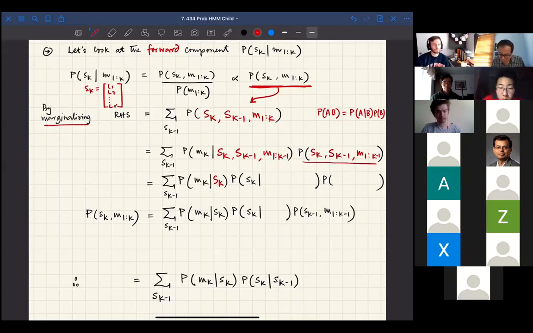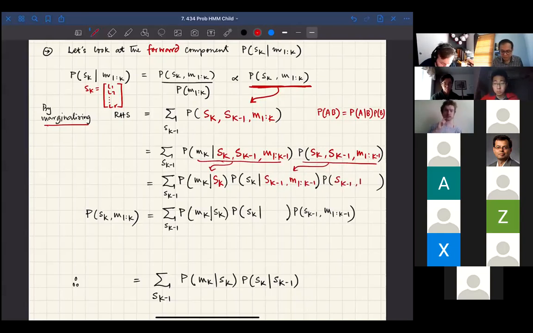Now you have to look at this part. Sk given, now I'm again doing the same P(A|B), Sk given Sk minus 1, comma, M1 through Mk minus 1. And because I did that, I again need to multiply and make this Sk minus 1, M1 through Mk minus 1. Right? Very good. This stays as is.